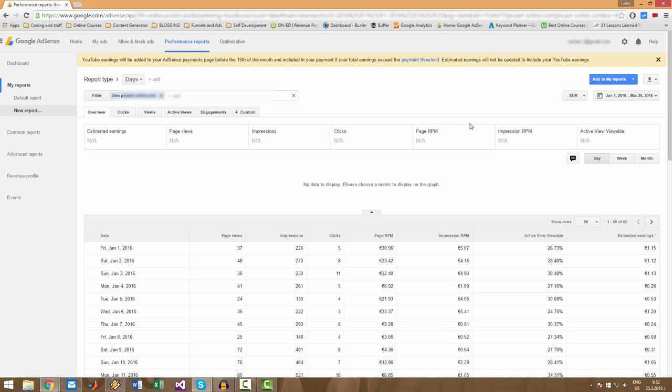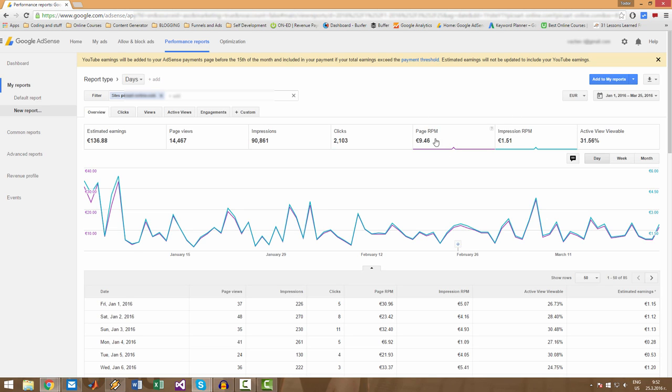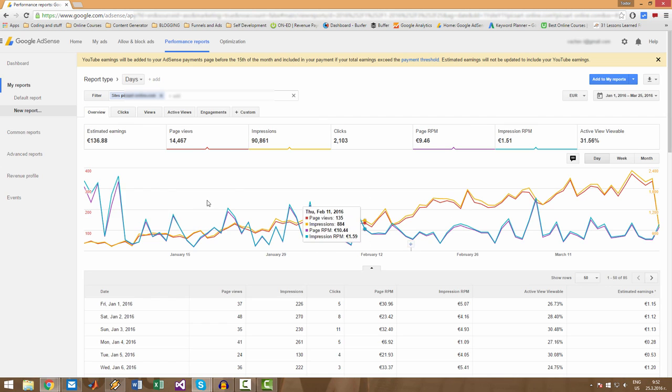The other thing that looks alike is the page RPM and the impression RPM. It's pretty much the same as the page views and the impressions. As you can see, they are pretty much the same. Like I said, page RPM is how much you are going to earn for 1000 page views. The same goes for impressions RPM: how much are you going to earn per 1000 impressions? As you can see, the impressions are much more than the page views. So this is the reason why there is a lower RPM for 1000 impressions.